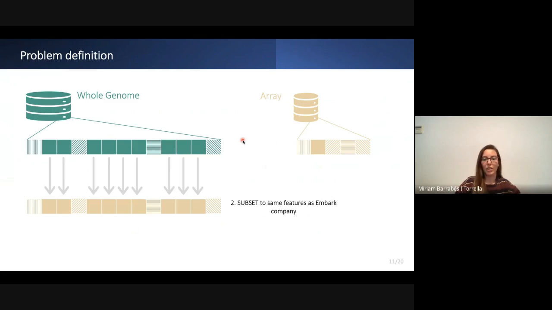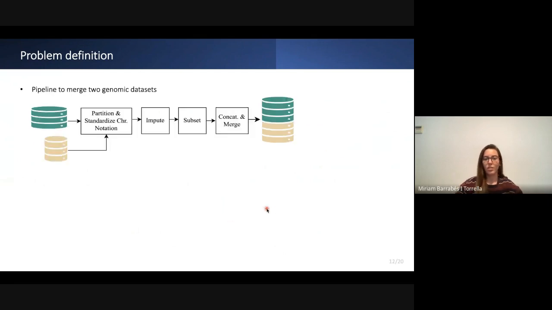And to do that, we subset to the same features as another company, Embark, which performed a study in which they selected the features from whole genome that contained more variation and that were more important. So if we do this, now we've got sequences which are much shorter, of around 200k SNPs. And this is a summary of the pipeline I just explained with the imputation and subsetting models. And we can see two additional models that deal with efficiency and manipulating purposes.